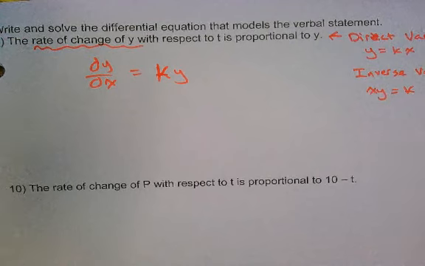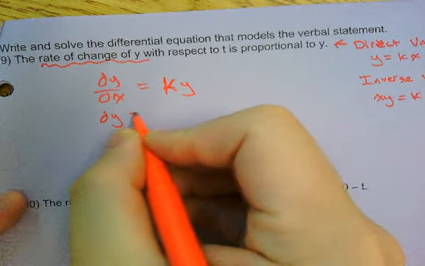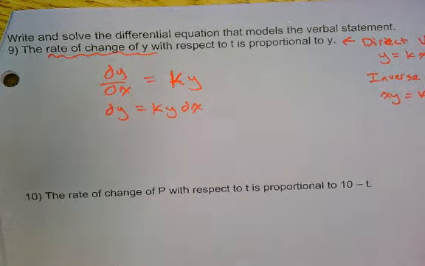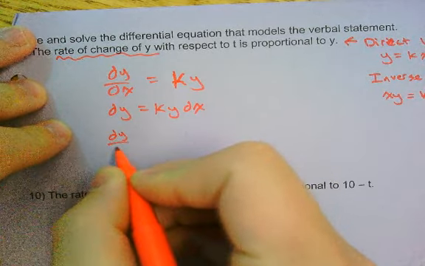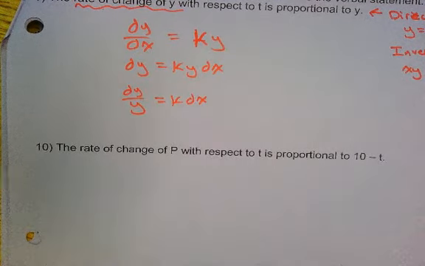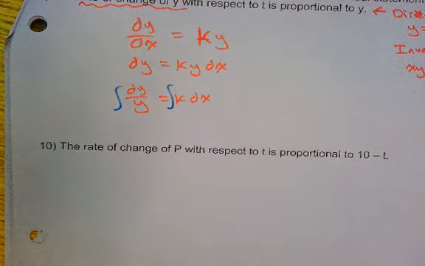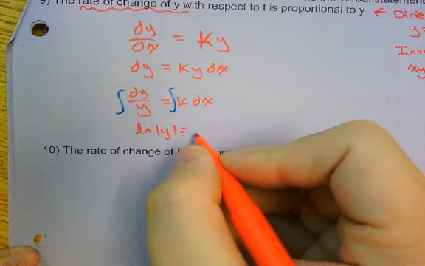All right, so let's go ahead and separate our variables. So I'm going to do what? dy equals ky dx. Are they separated on the correct side? By the way, it's a constant. So what are we going to do? Divide by y, so it's dy over y equals k dx. Integrate, we get ln of y equals kx.